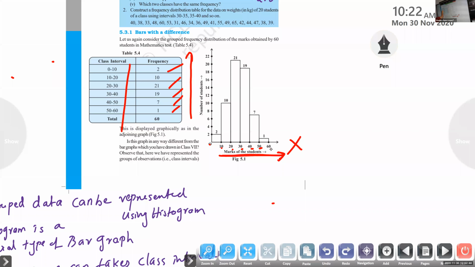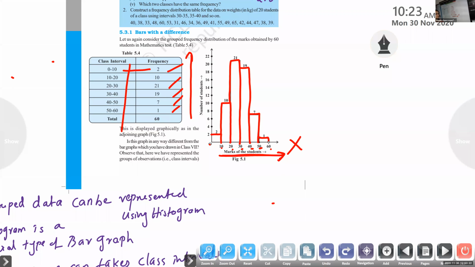And for the first class frequency is 2. So like our bar graph, 0 to 10, 2. 10 to 20, 10. So it is continuously we will draw. 20 to 30, it is 21. So from here, understood how to draw? Yes, ma'am. Now 30 to 40, 19. 40 to 50, 7. And 50 to 60, 1.